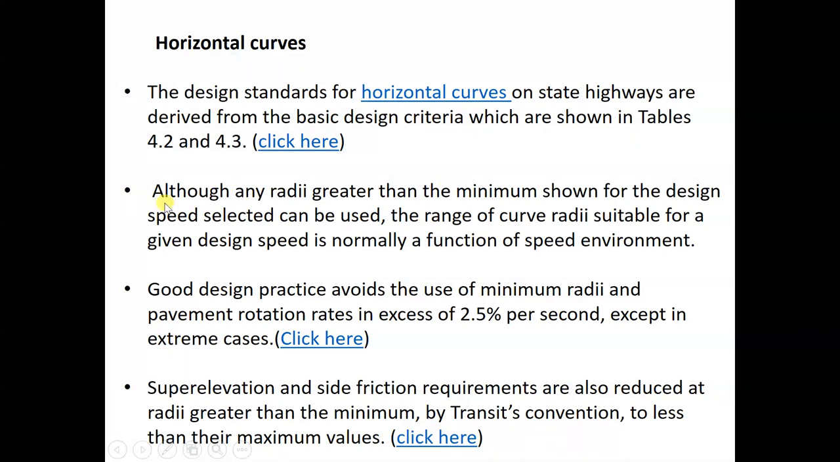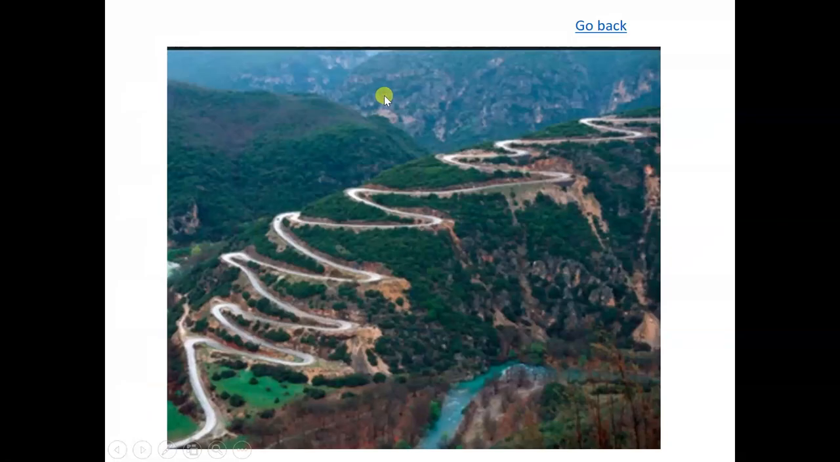So the design standards for horizontal curves on state highways are derived from the basic design principles we have shown in tables 4.2 and 4.3. These are horizontal curves. This one is just the way the road goes up the hill. You go up straight away; probably only military vehicles or high power vehicles can go up, where the slope could be like 50%.